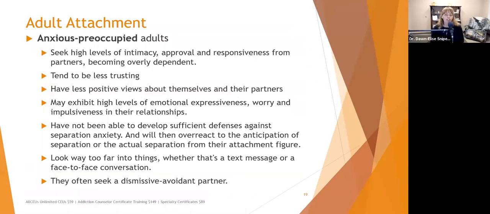Anxiously preoccupied adults look way too far into things, whether it's a text message or a face-to-face conversation or the way somebody's dressing. Since they are always expecting to be abandoned or left or that somebody out there is better, they are going to interpret nonverbals and verbals in ways that support their underlying assumptions. Evidently, they often seek a dismissive, avoidant partner, one who is willing to just, whatever, just let me go watch TV.